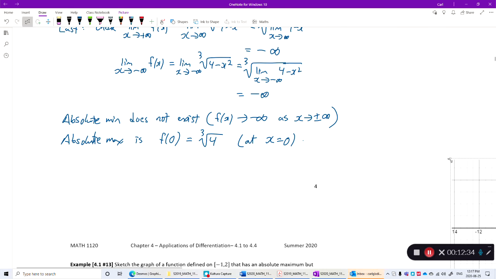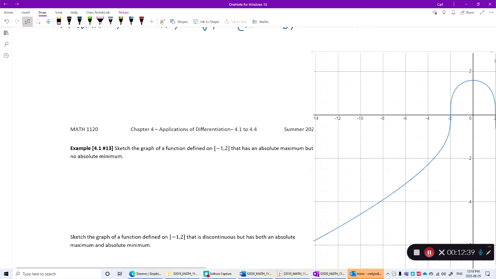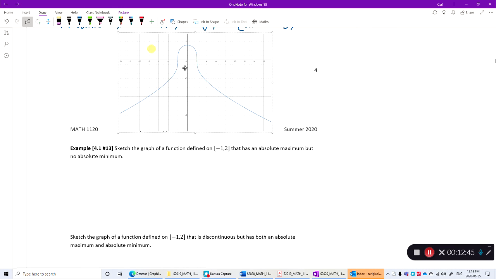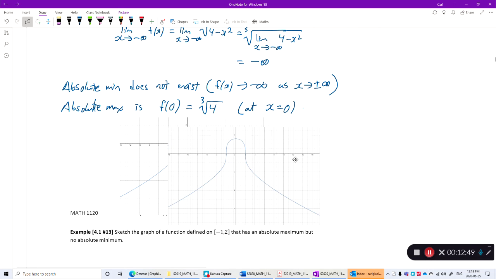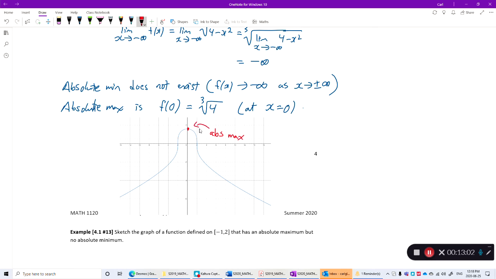So one of the things that we're going to be using derivatives for pretty soon is sketching these functions. So we'll be able to do more of this ourselves. Okay, I can leave it right there. So we found the absolute max here. And there's no absolute min because this goes down forever.